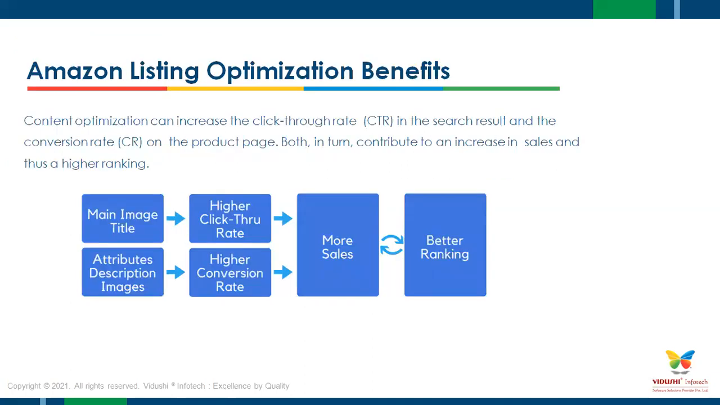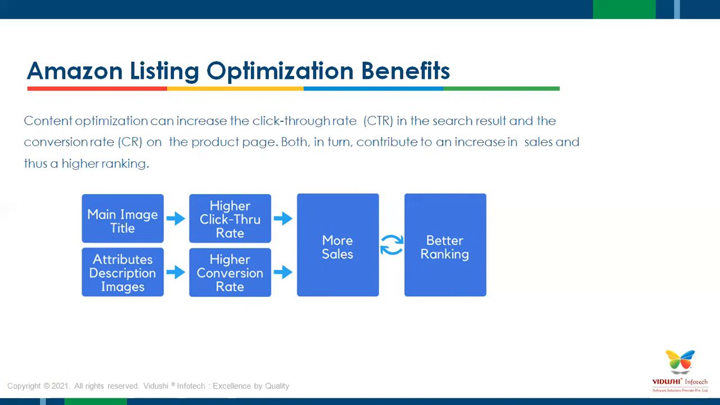Amazon listing optimization benefits. Altogether, content optimization can increase the click-through rate, that is CTR, in the search result and the conversion rate, that is CR, on the product page. Both in turn contribute to an increase in sales and thus a higher ranking. The infographic is shown below. Your main image, title, attributes, description, and the images of your product.